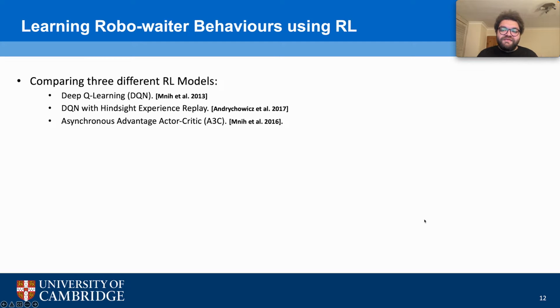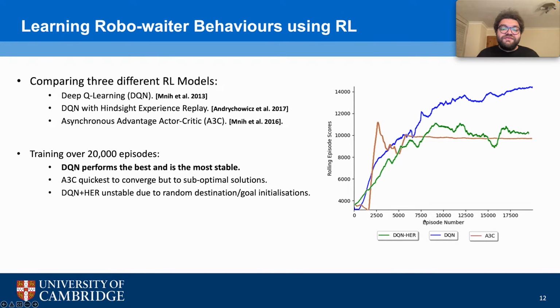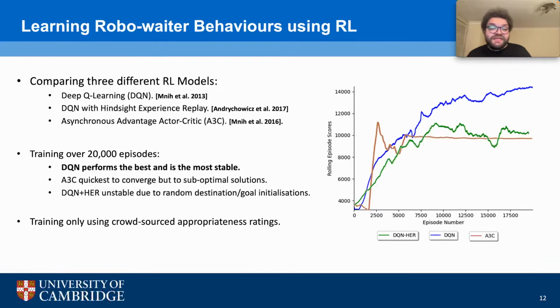More details on these can be found in our paper. We train these different models with the collected data over 20,000 episodes and compare them in terms of the rolling episode score achieved by these models. As can be seen, DQN performs the best and is the most stable. Although A3C is the quickest to converge, it converges to a suboptimal solution, while DQN plus HER is relatively unstable.